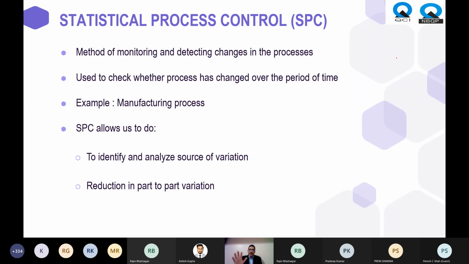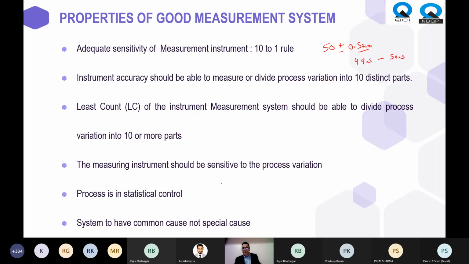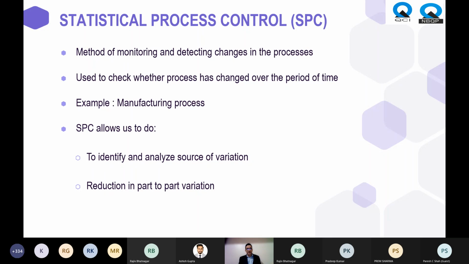The second element is statistical process control. So we talked about MSA, measurement system analysis. Once we are done with MSA and we have accepted our system, that is, the MSA values are within the acceptable limit, only then can we do statistical process control, because statistical process control is about that variation. I showed it in the last example, this variation of 50 plus minus 0.5 mm. When my measurement system is capable of capturing that deviation properly into distinct parts, only then would I be able to do SPC, statistical process control.